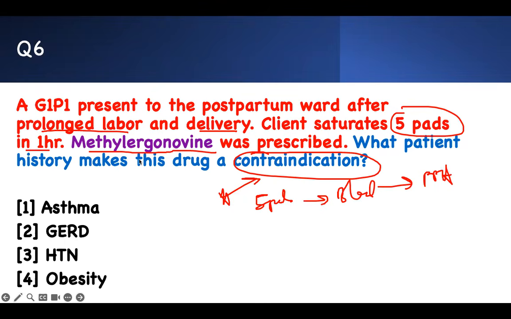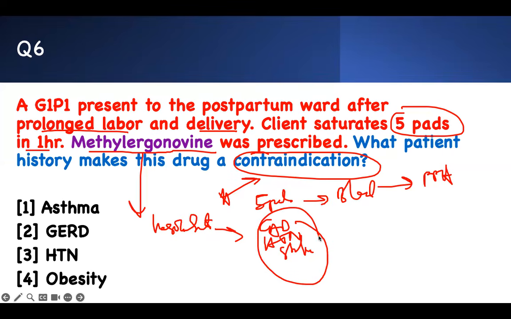Methylergonovine. You know this is a drug to prevent what? Postpartum hemorrhage, or to treat it. How does it do that? It causes vasoconstriction. Therefore, you should avoid it in any condition that will worsen vasoconstriction, like coronary disease, hypertension, and a patient who has had a stroke, since it can cause a stroke. These are conditions where you should avoid it. Asthma, GERD, obesity, hypertension, they will worsen the hypertension. So we should not give it to this patient.